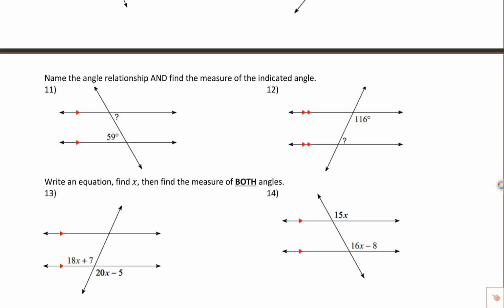Let's come down here. Same thing, we're naming the relationship and finding the measure of the angle. These are on the inside, both of these are on the inside of the two parallel lines, and they're on opposite sides and opposite intersections. So these are alternate interior angles, and they've got to be congruent, so that missing one's got to be 59. And then let's take a look at this one right here.